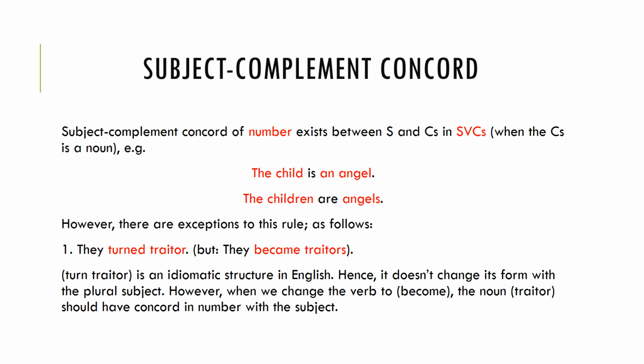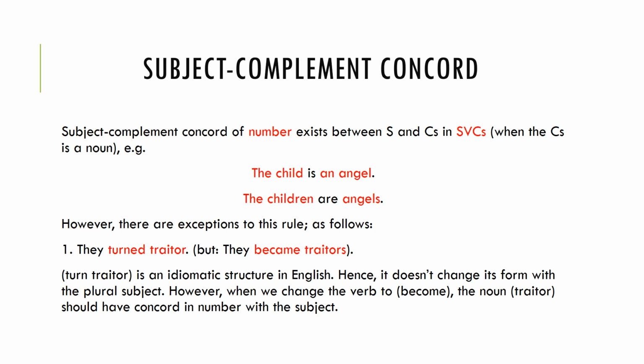For example, we say, the child is an angel and the children are angels. So you see, in the first sentence, the subject is singular. That's why the subject complement, which is an angel, a noun phrase, is singular also. In the second sentence, we make the subject plural. We said the children. So the subject complement also has to become plural. So this is the rule that we have to follow in making a concord in number between the subject and the subject complement, if the subject complement appears in the form of a noun or a noun phrase.